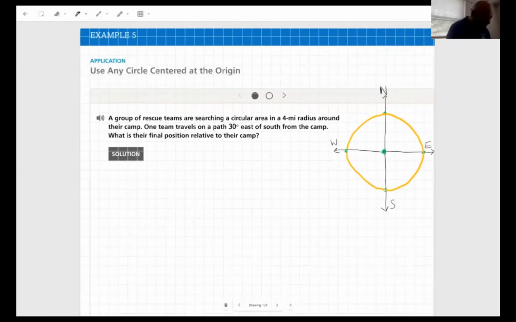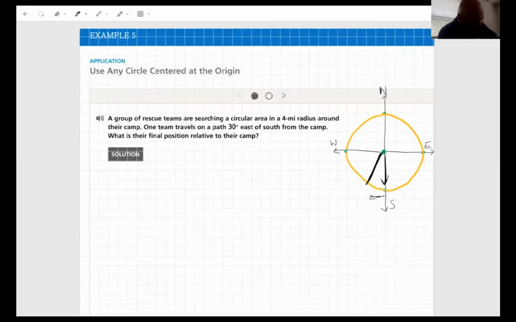So we're going south first, down this way, and then we're going to move 30 degrees east of that. So you want to draw something kind of like that and show that you've moved 30 degrees. What's the final position relative to their camp? So we have their camp in here, and this point down here is the final position.